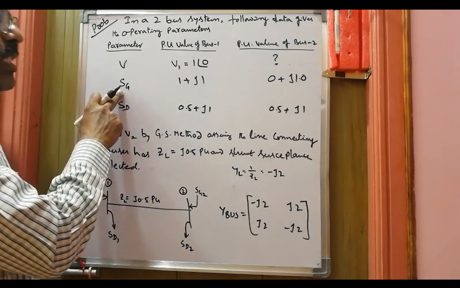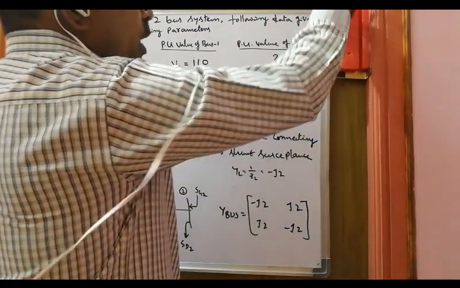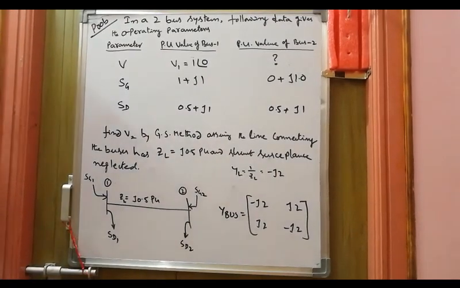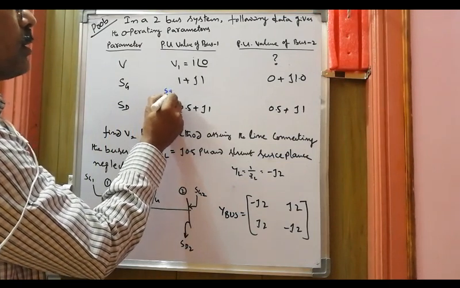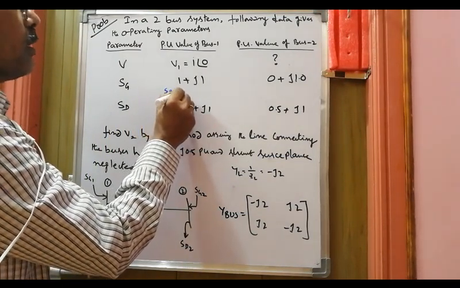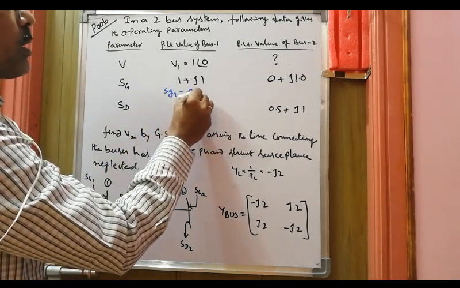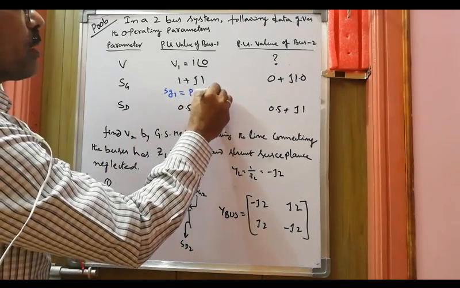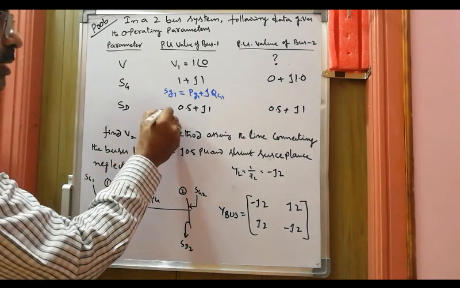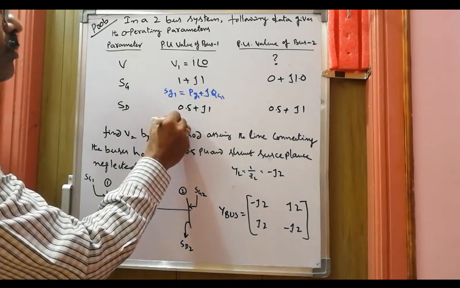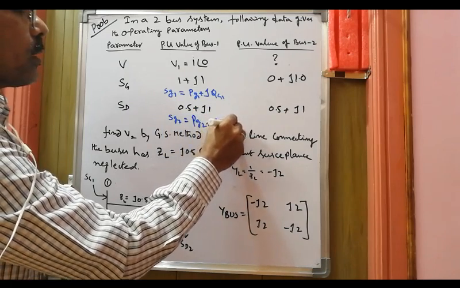So here SG is given as 1 plus j1, which means SG1 equals PG1 plus jQG1. That is what is given there. Likewise, this is SG2, which is PG2 plus jQG2.